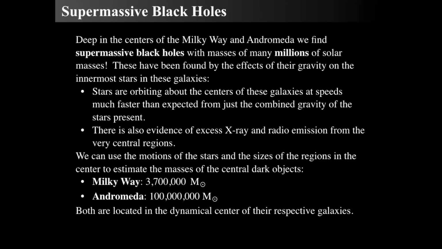That means that there's a supermassive black hole in the center of our Milky Way, and that's about 3.7 million solar masses. But what we saw at the outset was something in the center of Andromeda. And the Andromeda galaxy appears to have a supermassive black hole that's 100 million solar masses. This is really an amazing thing.